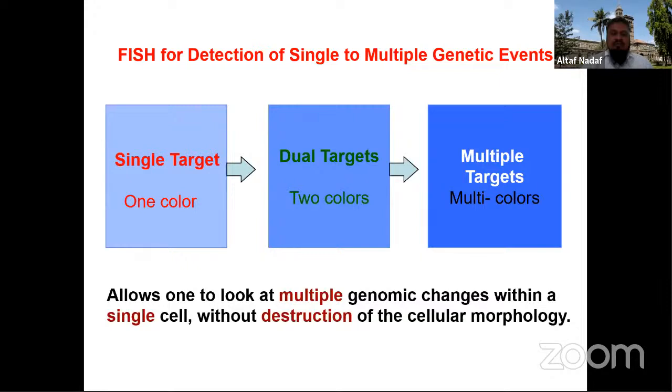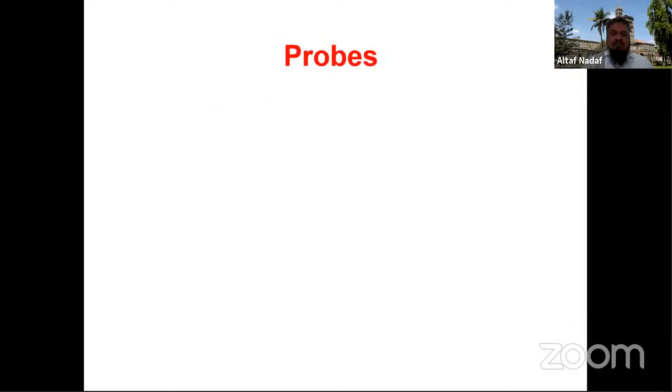For a single target, you can use one color. For dual targets, you can use two colors, and for multiple targets, you can use multicolors. This is important, especially for multiple targets, because it allows you to look at multiple genomic changes within a single cell without destruction of the cellular morphology. Suppose I want to see the location of a gene on the chromosome directly under the microscope, that is possible without destroying the cellular morphology. This is the beauty of this technique.